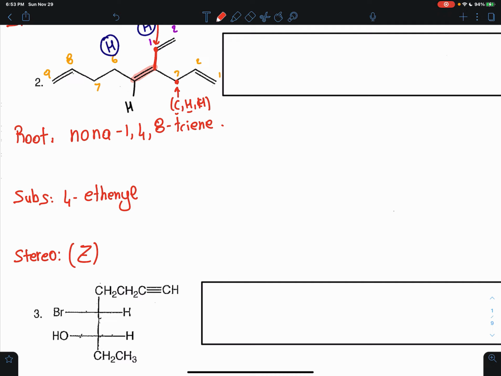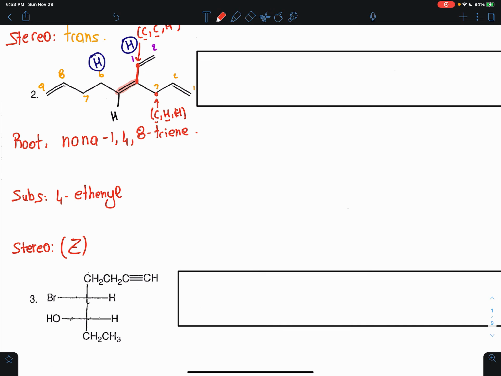So now let's put the name together. Again, in this case, I don't have to put a number before the Z. The reason is that there's only one double bond with stereochemistry. The other 3 double bonds are all terminal and they don't have any stereochemistry that I have to worry about. So now let's put the whole name together. Again, when you're doing stereochemistry, you start by putting the Z at the beginning of the name.